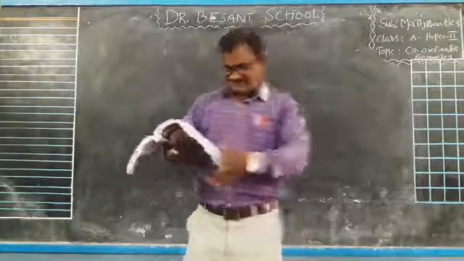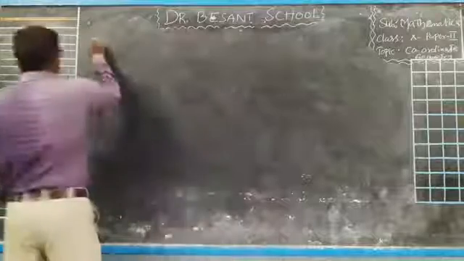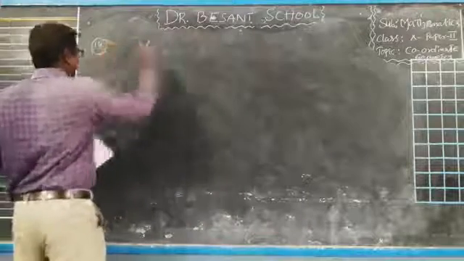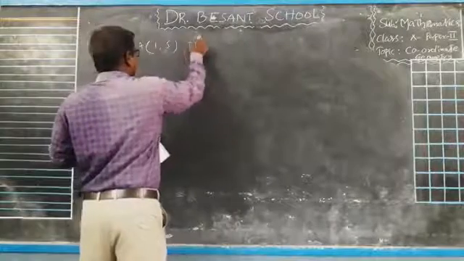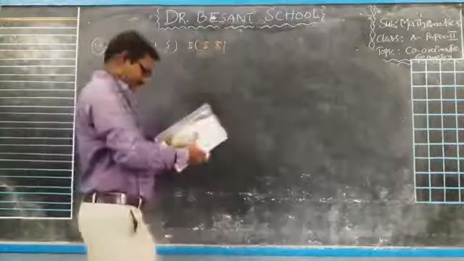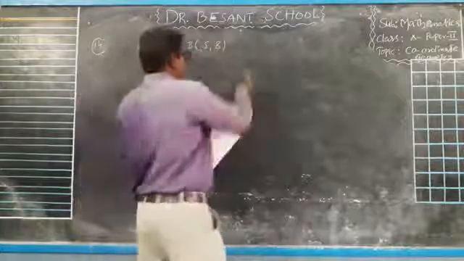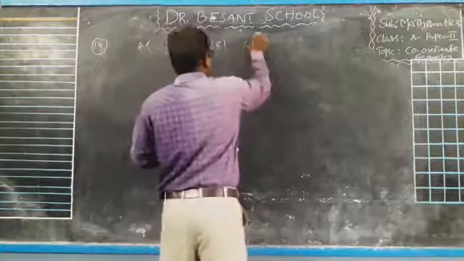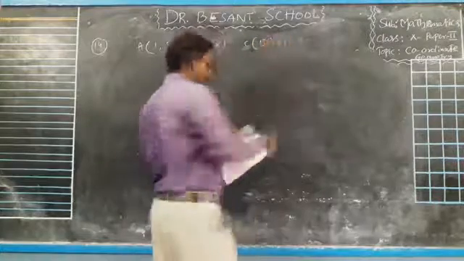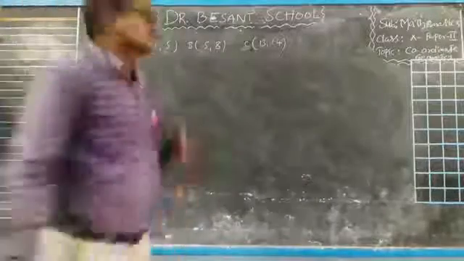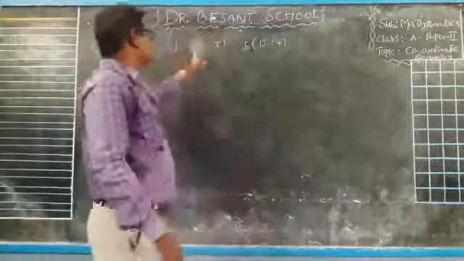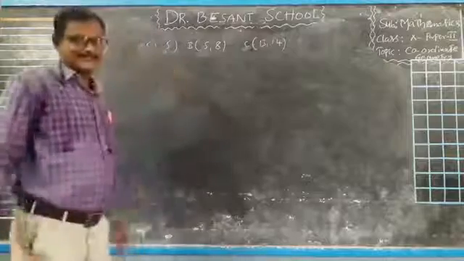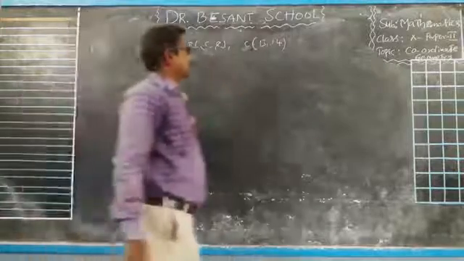Can you draw a triangle with vertices, 14th one? A is 1, 5. B is 5, 8. C is 13, 14. Give reason. Okay children, see this problem, 14th one. Can you draw a triangle with these vertices? Give reason.